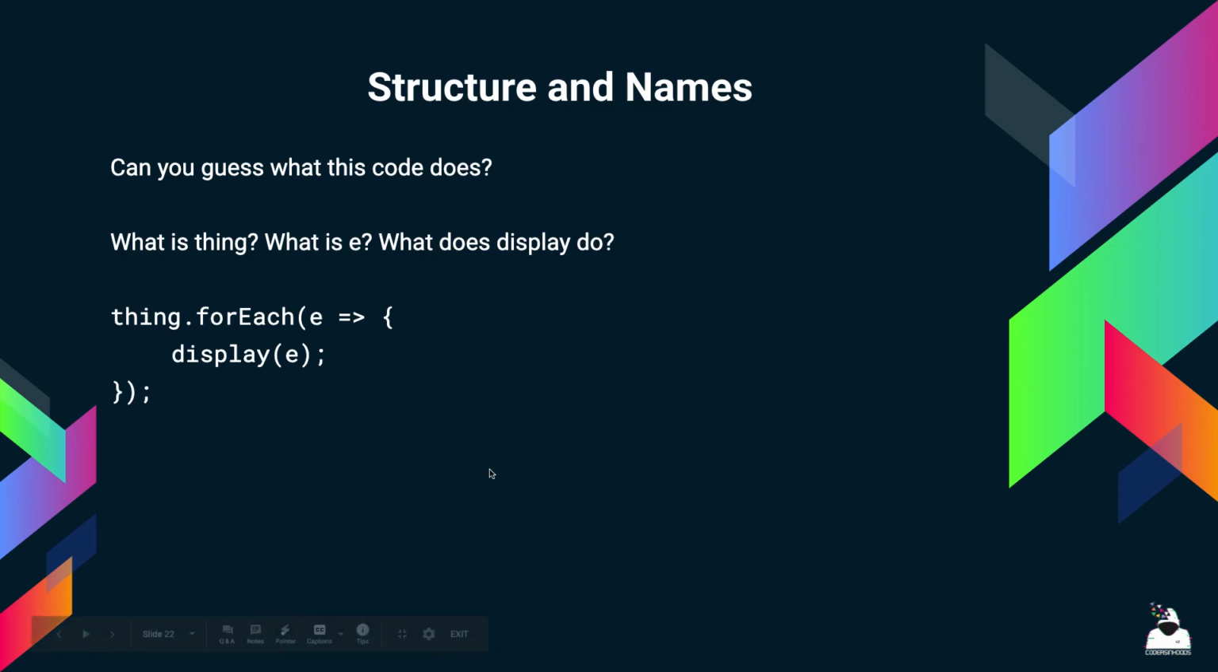Can you guess what this code does? What is the thing? What is the E, and what does the display do? I don't know the display function, but basically it takes each element of E and displays it, I guess. Yeah, so actually it takes each element of thing rather than E and displays it.